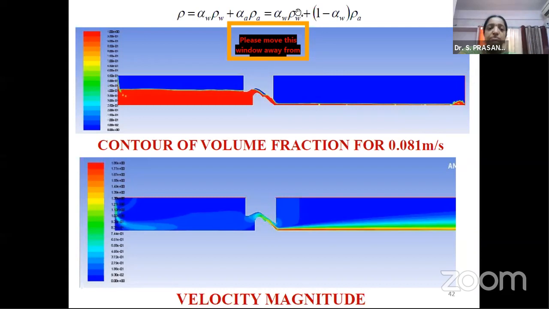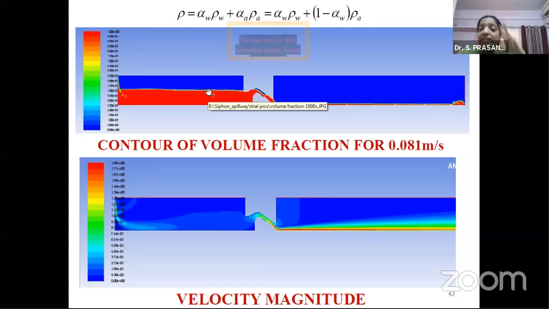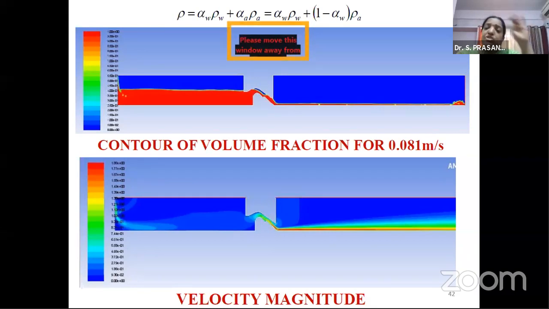If you see the legend over here, the complete blue color is 0. That means it is air in my analysis. And the complete red color is given as 1, which is water. So anything which you can see here about this sort of line is the mixture of both air and water. We are not interested in the mixture, but we can visualize that.